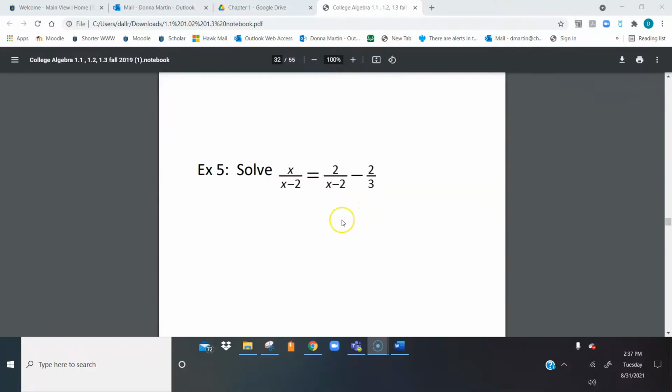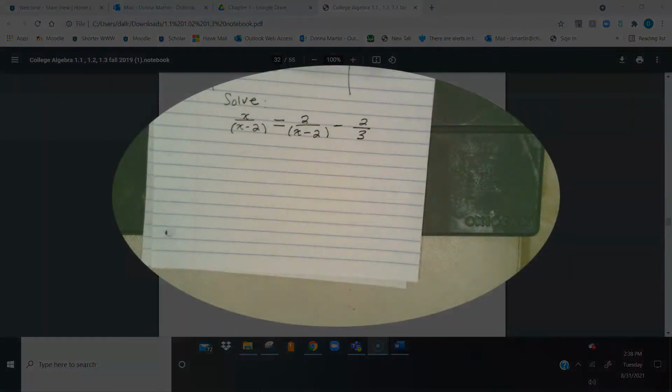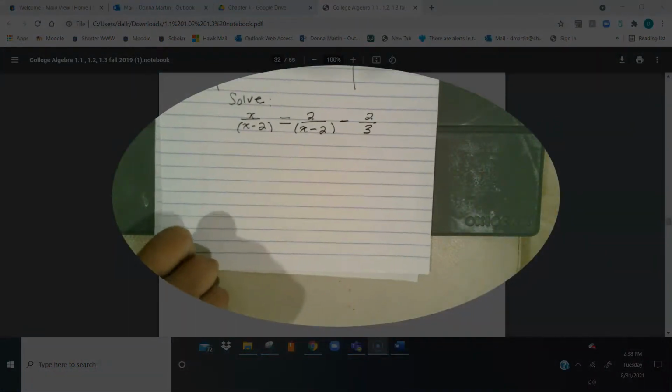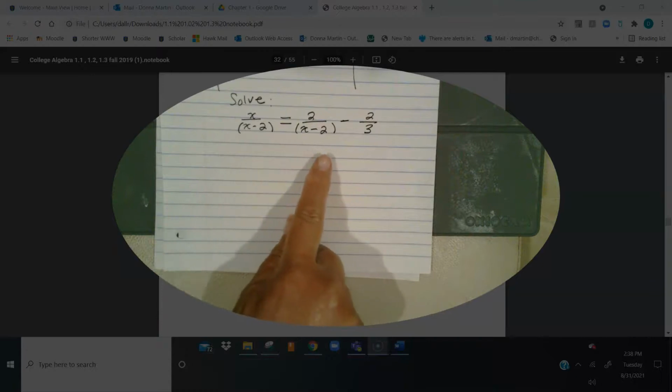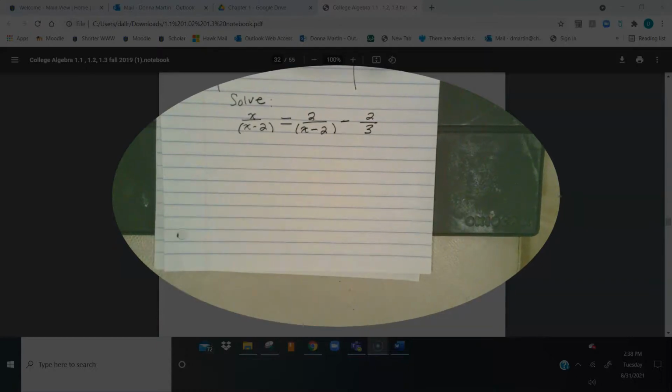Go ahead and pause your video and copy the problem down. Just like we've discussed before, when you have more than a single term, these are binomials, you need to put grouping symbols around. I'm going to switch screens for you. You can see that I've written the problem down, demonstrating that I'm using my grouping symbols here for the x minus 2.